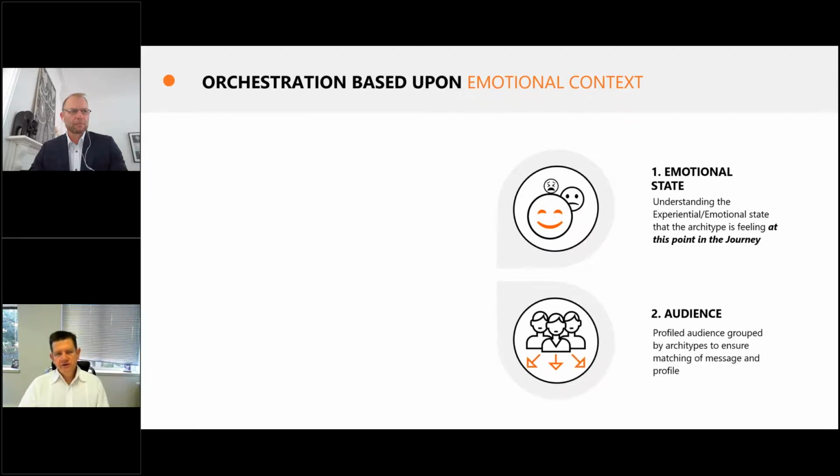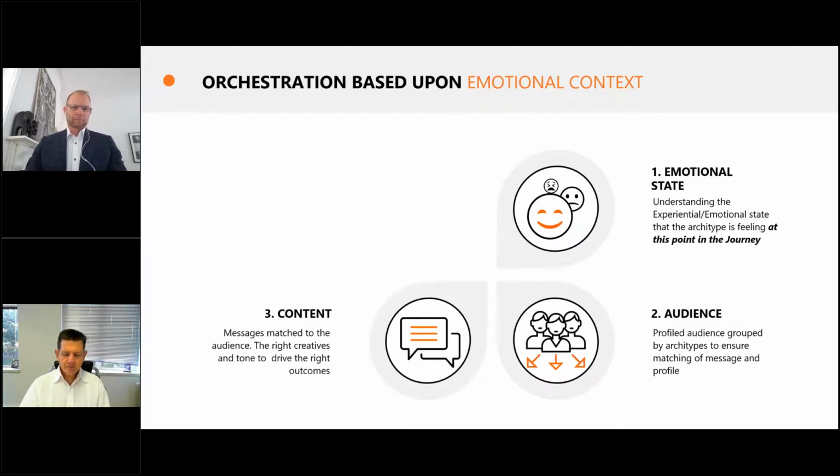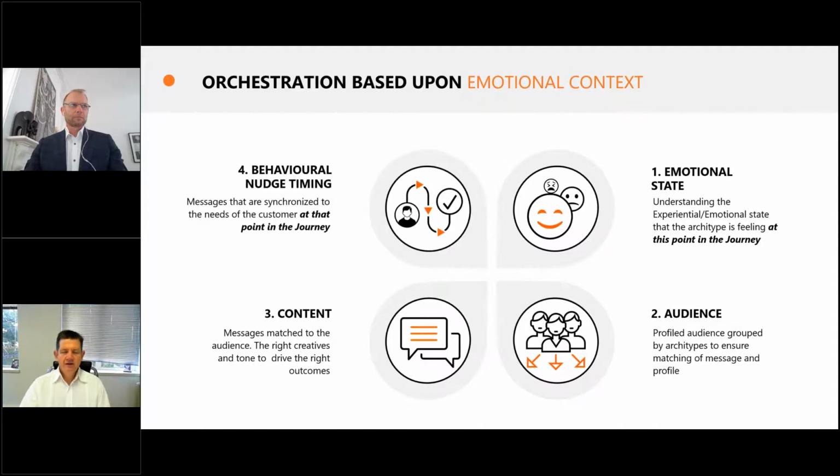Then what you need to do is start to understand how you profile those customers. What audience groups do they fit into? Because you need to start messaging them. And I showed you a little bit earlier how we've done that with a financial services customer. Then it's a case of matching the content with that audience using the rules capabilities within the platform, and making sure that the communications happen exactly at the right time.